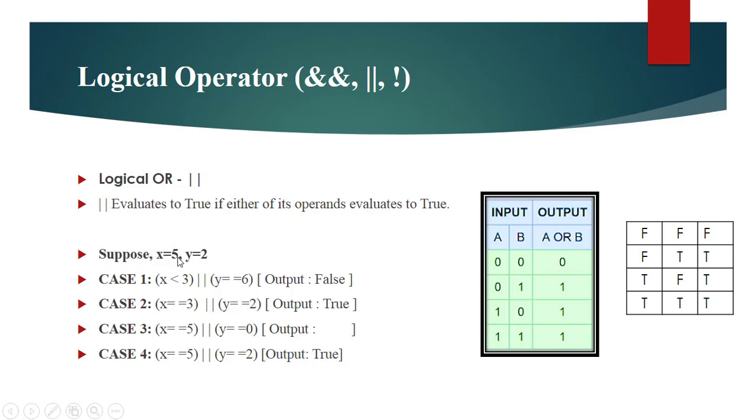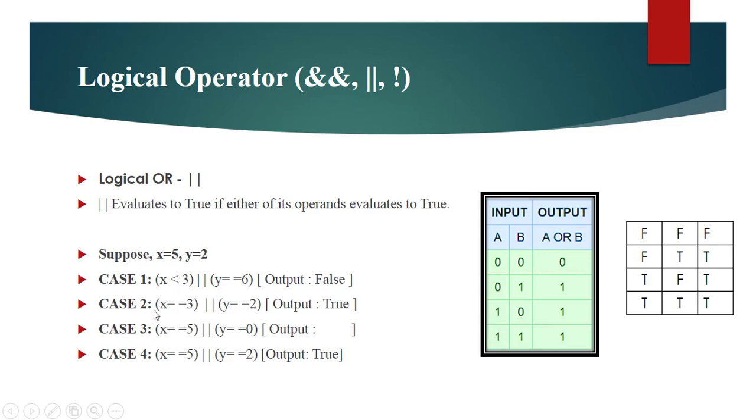In this case, we have again the value of x is 5 and the value of y is 2. For case 1, check the value: is 5 less than 3? The condition is false. Or y, that is 2, equal to 6? Both these conditions are false because 5 is not less than 3 and 2 is not equal to 6. Therefore, the output is false.